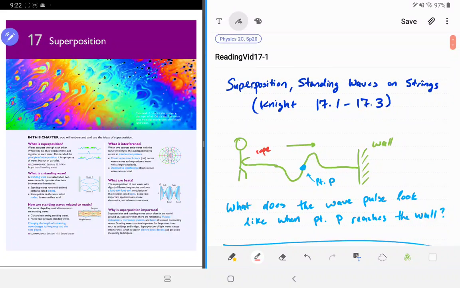The problem that we want to be able to address here: I drew a picture of someone with a rope, and I drew a single wave pulse right here. Notice the person flicked up and then down, so the wave went up first and then down. This wave pulse is traveling towards a wall, and we want to describe what happens as the pulse is reflected from the wall. We need to know what happens when the pulse is reflected, and we need to know what waves do when they're on top of each other.